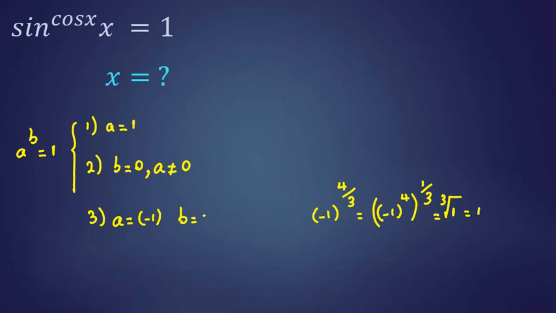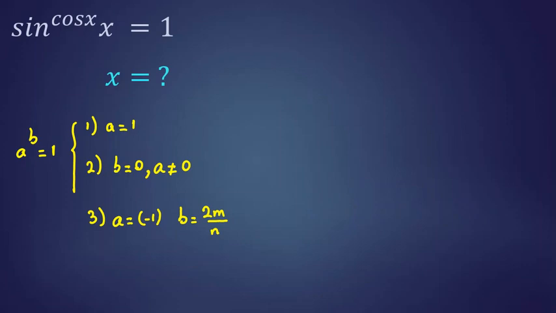Look, you can say b equals 2m over n, where m and n are relatively prime, when we divide. Why? Because -1 should be raised to an even power. m and n are integers, and the highest common factor or GCD of m and n should be 1. So we should consider these three cases for solving this problem.